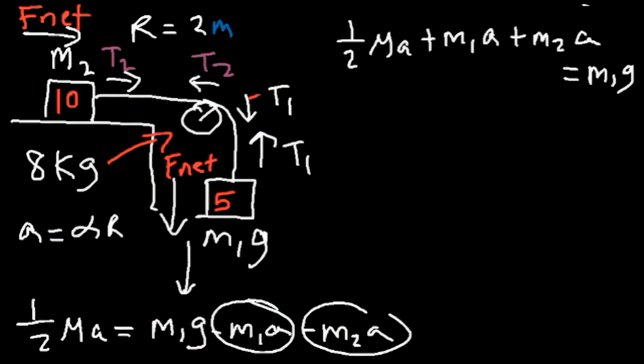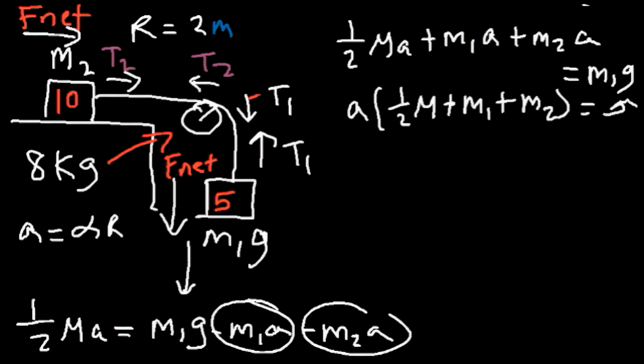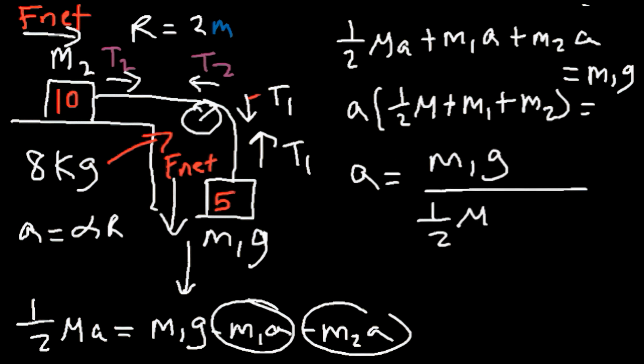So now let's factor out the common term, the GCF, which is a. So a times 1/2 of m plus m1 plus m2 is equal to m1g. So if we divide both sides by this term, we can see that the acceleration of the whole system is m1g divided by 1/2 m plus m1 plus m2.